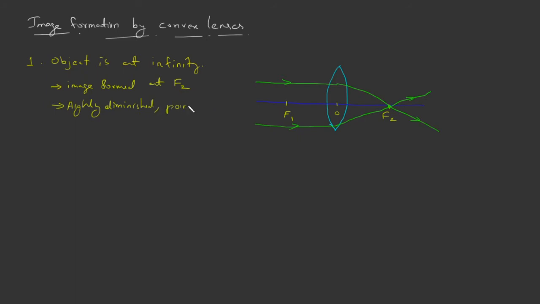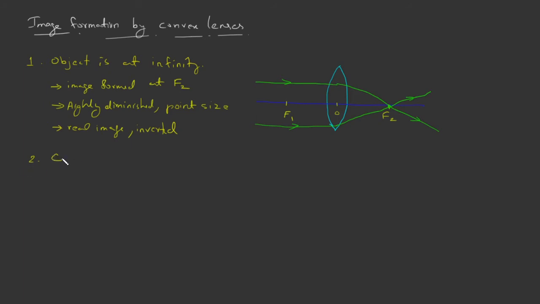Or we can say it is of point size. Third, it is a real image. We know a real image is an image which can be observed if a screen is placed here. So it is a real but inverted image. So we studied if the object is placed at infinity, the image is formed at f2. It is a highly diminished, point size image, and it is real and inverted.